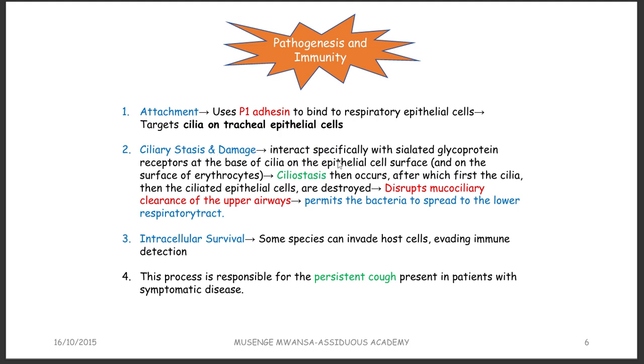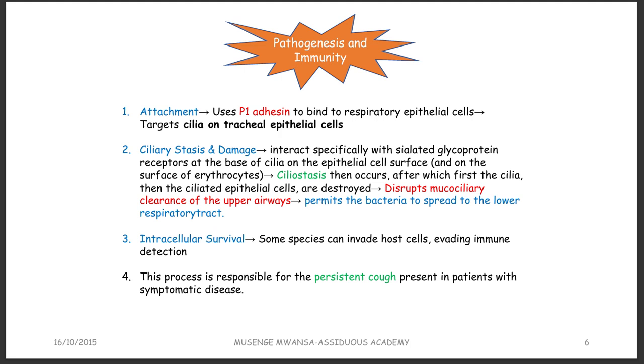So they'll be able to interact specifically with the ciliated glycoprotein receptors at the base of the cilia on the epithelial cell walls, and also on the surface of erythrocytes, the red blood cells. And that is going to result in ciliostasis. Basically, the cilia can't move. When this occurs, the cilia is not able to move, and then the cilia is going to get destroyed, and that would disrupt this mucociliary clearance of the upper airways, and that will permit the bacteria to spread to the lower respiratory tract, because it can't be cleared.